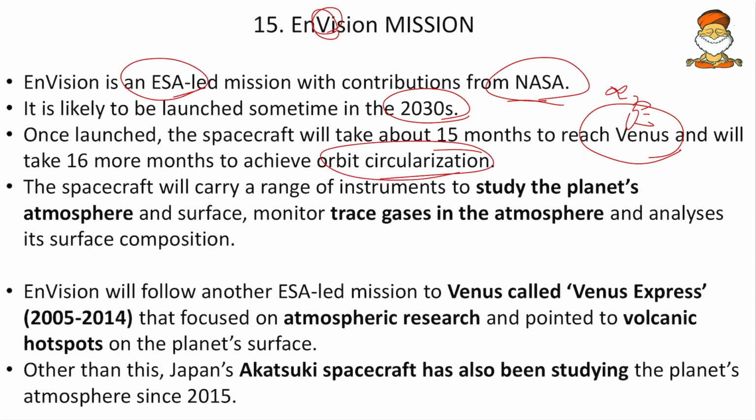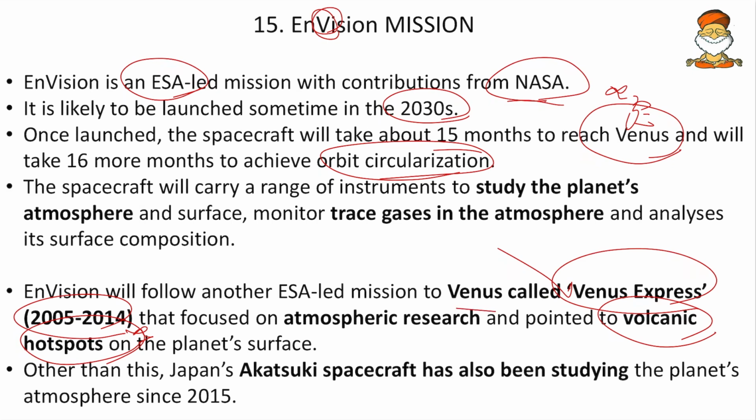Then the spacecraft will carry a range of instruments to study the planet's atmosphere and surface, monitor trace gases in the atmosphere and analyze its surface composition. So basically the atmosphere and its gases are being analyzed and explored. Then Envision will follow another ESA-led mission, the Venus Express. That focused on atmospheric research and pointed to volcanic hotspots. So volcanic hotspots were explored by Venus Express, and Envision will be a follow-up for this mission.